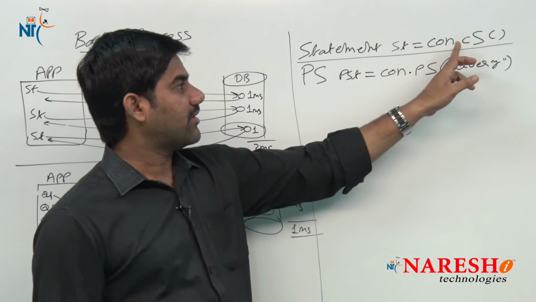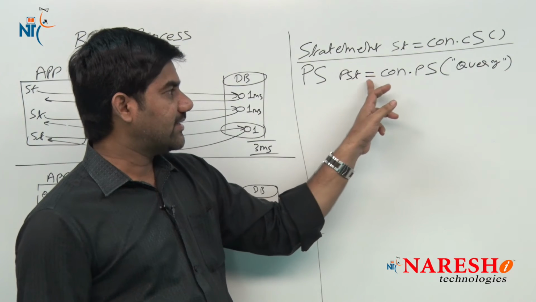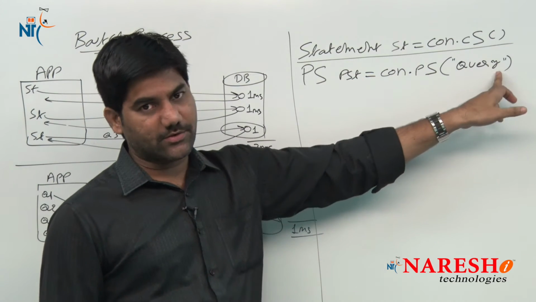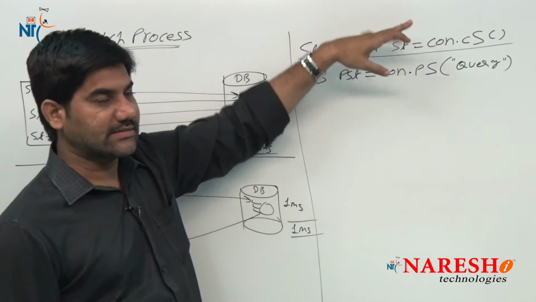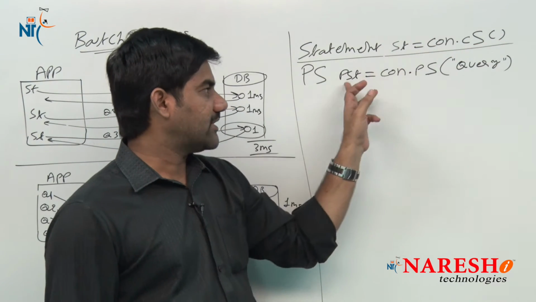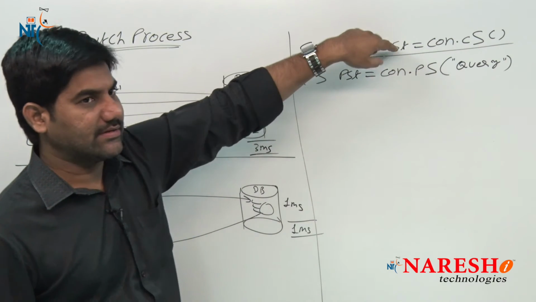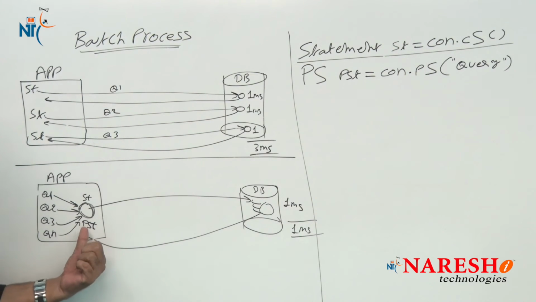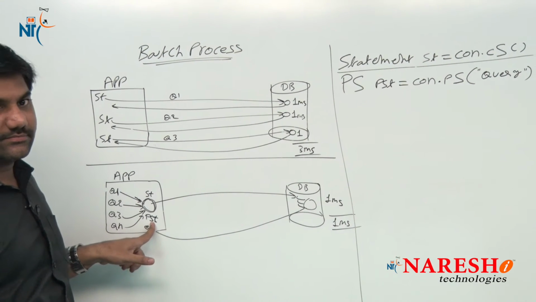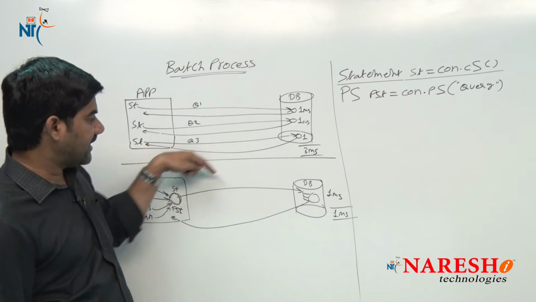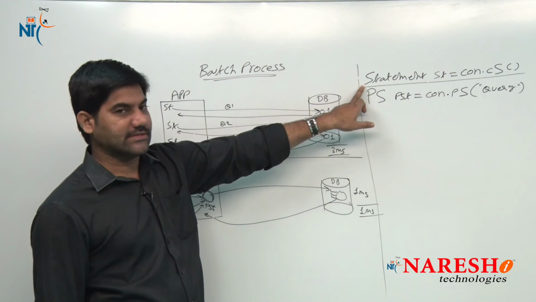Statement st equals con.createStatement(); and PreparedStatement pst equals con.prepareStatement followed by a query. This is Statement object creation and this is PreparedStatement object creation. The Statement object is blank, the PreparedStatement object is initialized with some query. So what are these two, sir? These two are our batch processing objects. The Statement is this one and the PreparedStatement is that one. So how to create the objects, I am showing here.